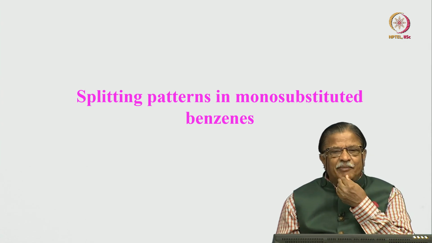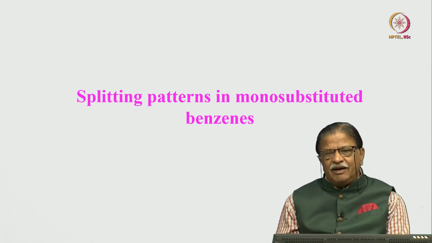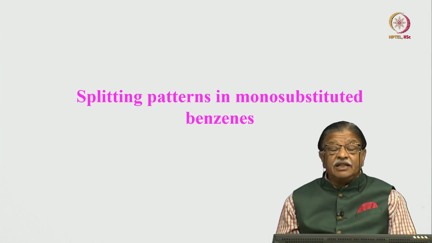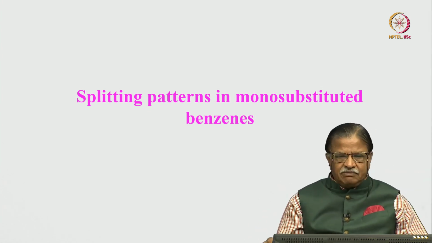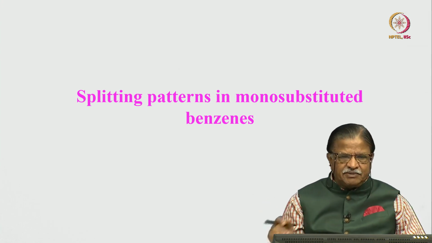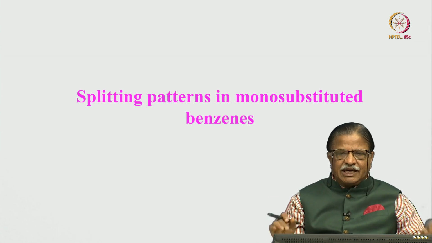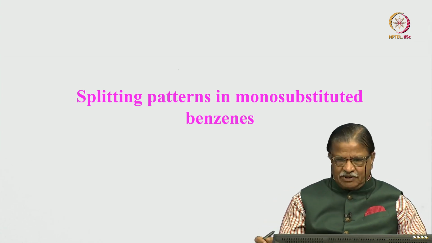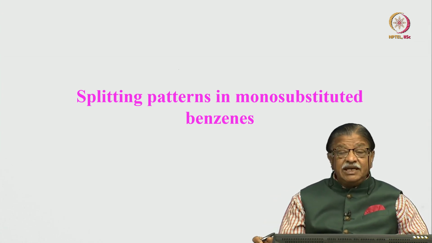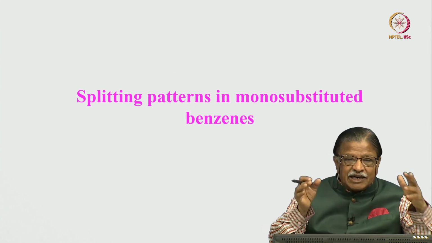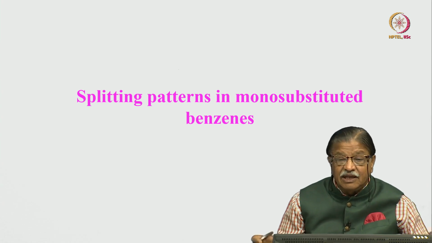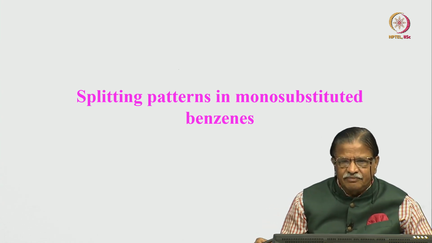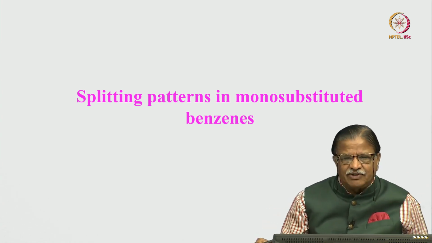How do we get the splitting pattern in different phenyl groups? The phenyl groups can have substitution, it can be monosubstituted, symmetrically disubstituted, asymmetrically disubstituted, symmetrically trisubstituted, asymmetrically trisubstituted. In each of these cases, the spectrum would be different. The way you see the spectrum will be different. Then we can use this knowledge to analyze the spectrum of such molecules.